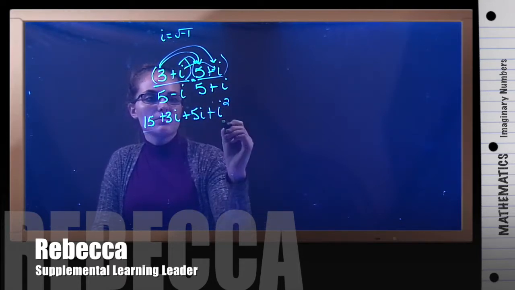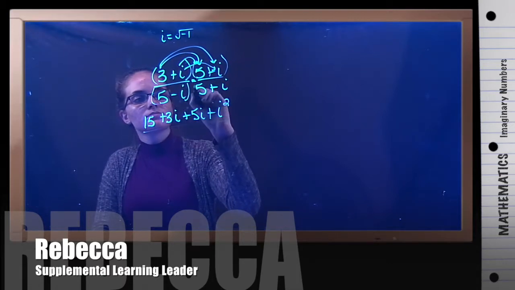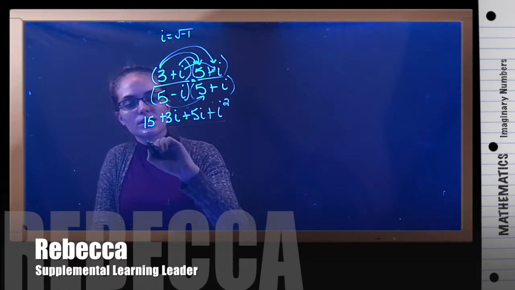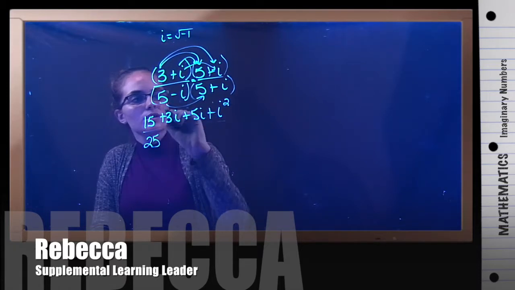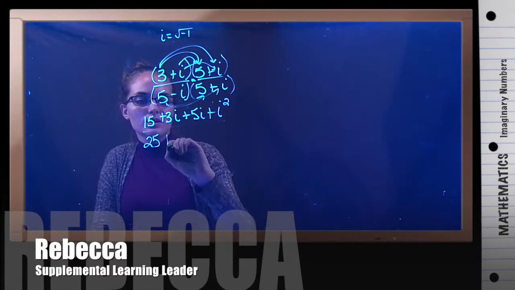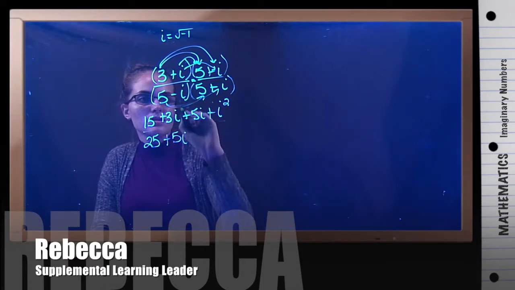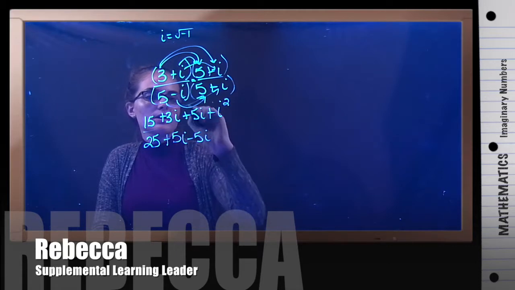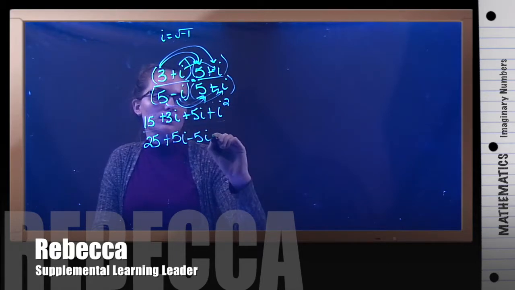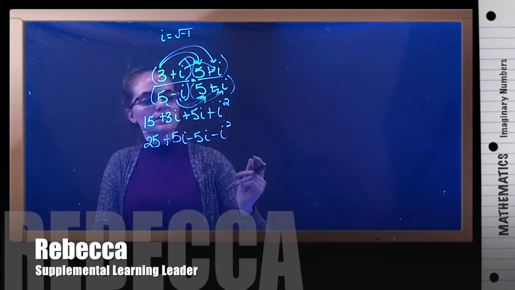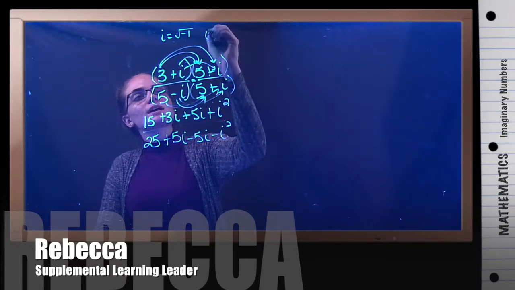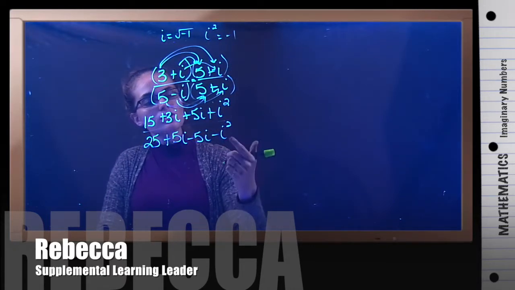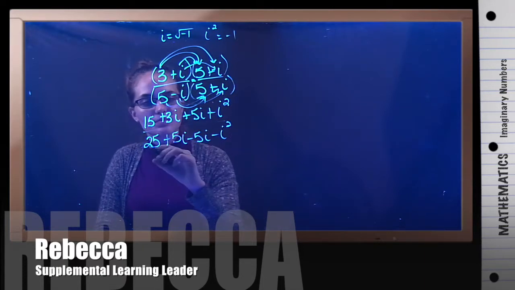Now I'm going to do the same thing on the bottom. 5 times 5 is 25. 5 times i is plus 5i. Negative i times 5 is negative 5i. And negative i times i is negative i squared. Something else to remember is that i squared equals -1. So anywhere you see i squared, you're going to have to put a -1 in there.